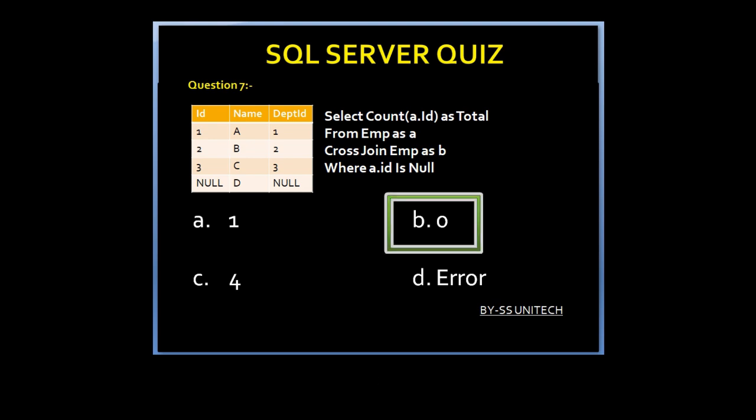So time up, option B is true. So here we want to apply a filter on the ID column with null value and we are going to apply count on that column. So as we have discussed, null values will be skipped while used inside an aggregate function. So option B is true. So let's move to another question.